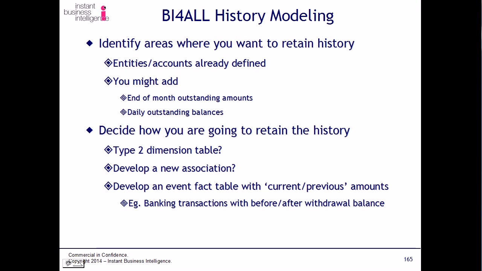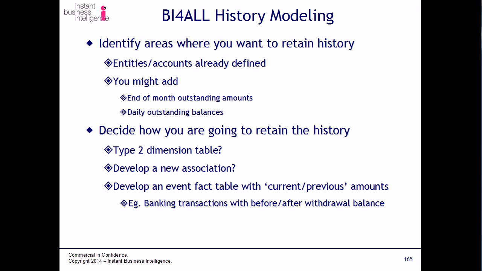When it comes to modeling history, what you do is you identify the areas where you want to retain history. Entities, parties, and accounts are already defined. You might add things like end of month outstanding balances, daily outstanding balances, and things like that. You decide how you're going to retain that history. Is it a type 2 dimension table? Is it a new association table? Is it an event table with current and previous amounts?